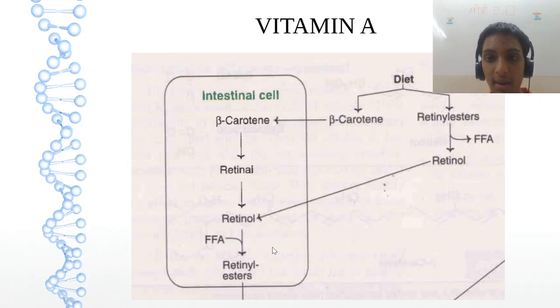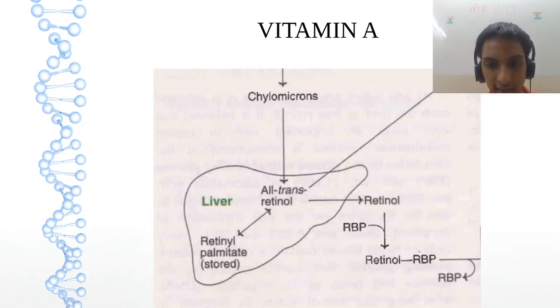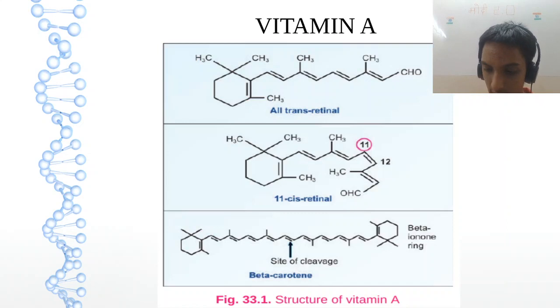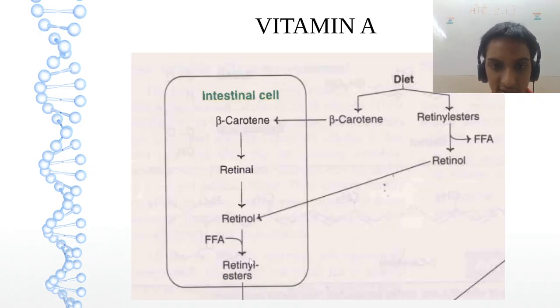Now let us see the metabolism of vitamin A. Okay, so let's start. First the diet, then into the intestine, then the liver, retina, and the target cell. So let's go one by one. Right. So first we will see the diet. In the diet we have the beta carotene and the retinal esters.